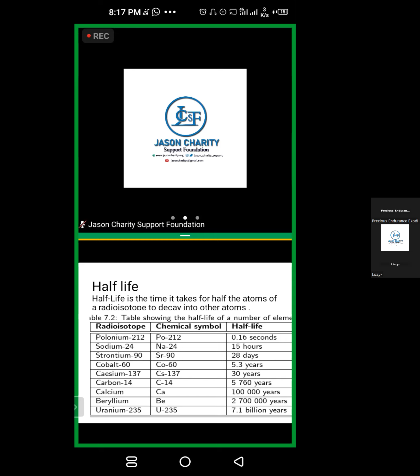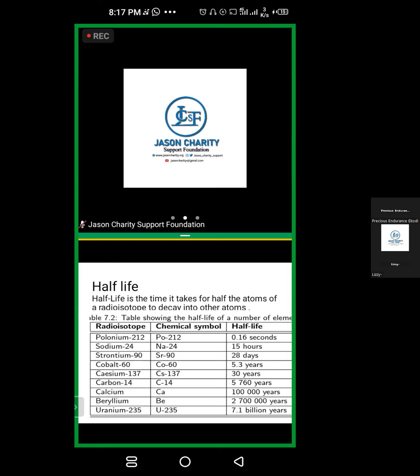In the next 15 hours, that 8 grams should have divided to half its size. That will be 4 grams. Adding 15 hours, that will be 30 hours, that 4 would have divided to half. That will be 2. And adding another 15 hours, the 2 would have divided to half. That will be 1. So half-life is the time it takes for a radioactive element to divide to half.